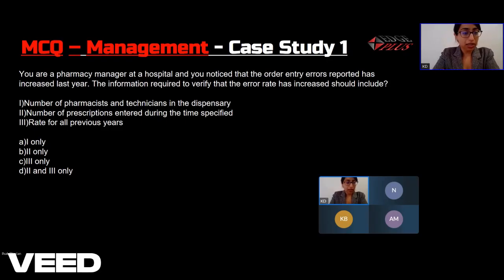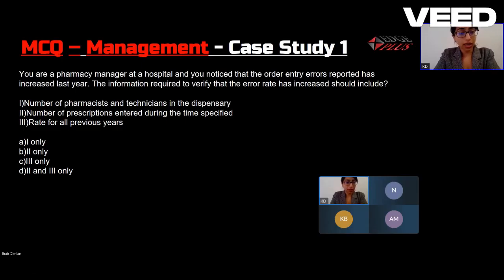You are a pharmacy manager at a hospital, and you noticed that the order entry errors reported have increased last year. The information required to verify that the error rate has increased should include what? And this question stem is presented a little bit differently on purpose. There are 3 options, 1, 2, and 3, and then you choose from A, B, C, or D based on 1, 2, or 3.